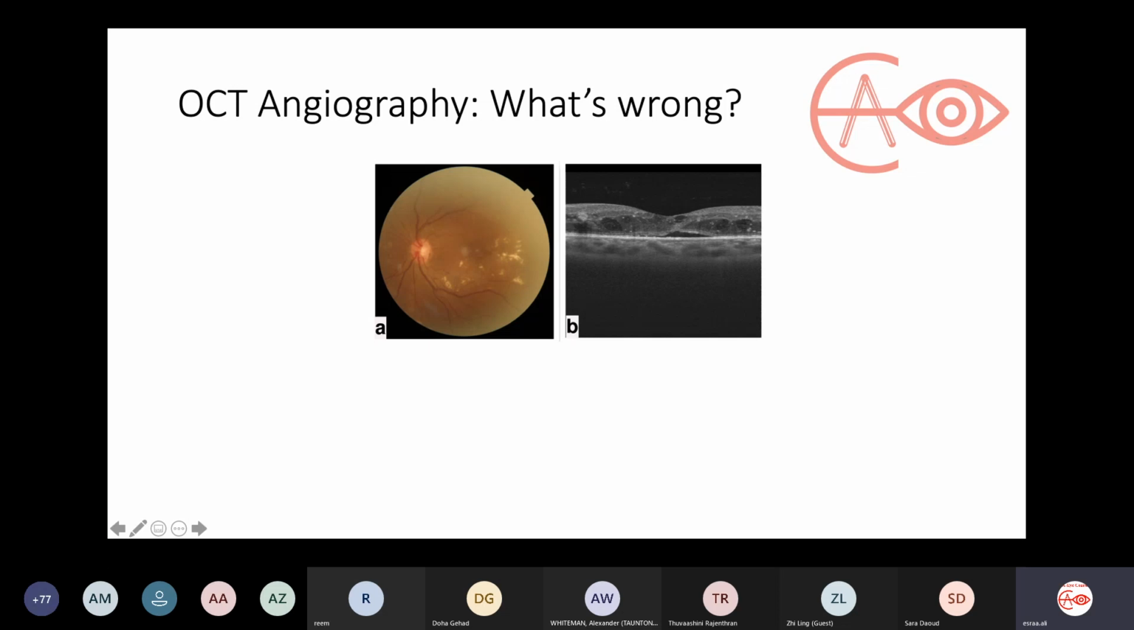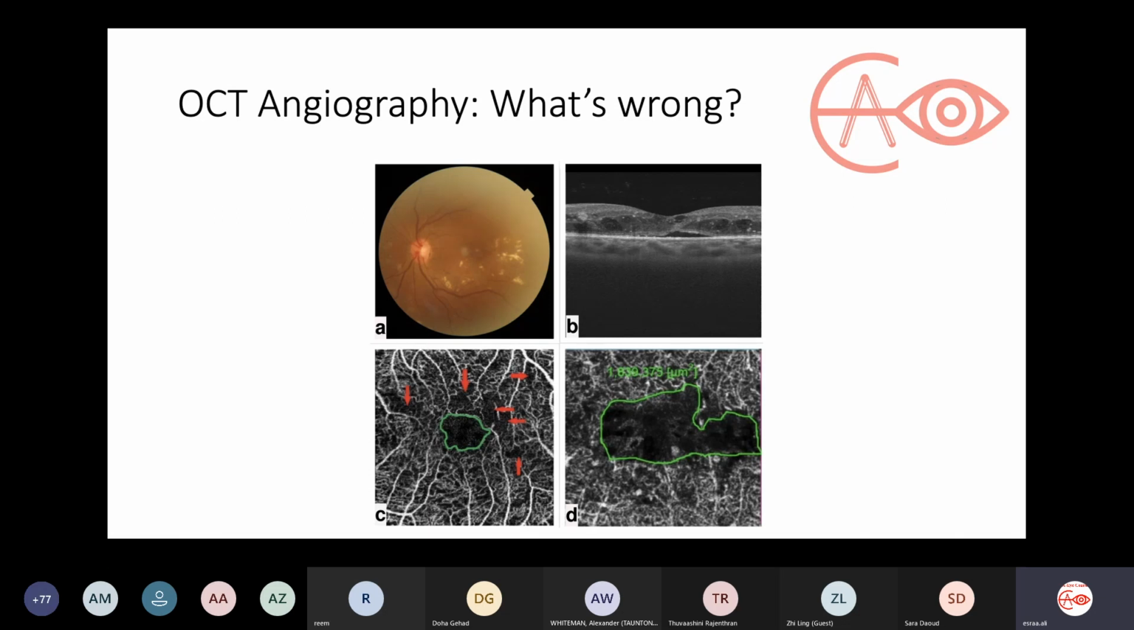So we have this patient with diabetic macular edema. Here you can see the OCT with all the things that we have seen before: the cysts, the subretinal fluid, the exudates, and then you can appreciate the changes that happen in diabetic patients. Now you understand what I mean by irregular FAZ and its irregular perimeter.